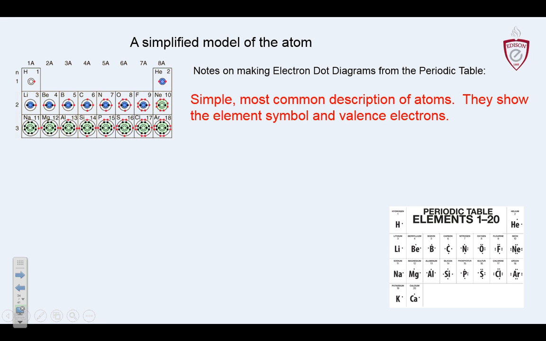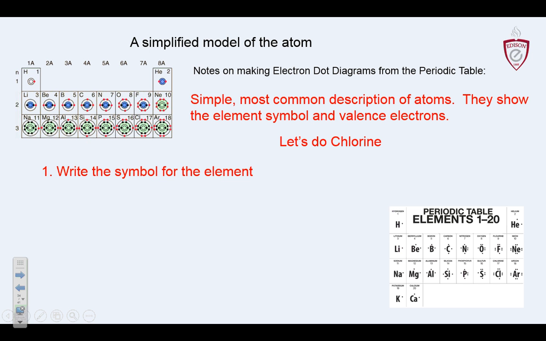Electron dot diagrams are the same as a Lewis dot diagram. Lewis was the scientist who first started doing it widespread so we put his name on it, but they're really called electron dot diagrams. Most commonly, they show the element symbol and valence electrons, so the two most important parts of the atom. We're going to do chlorine as our first example.